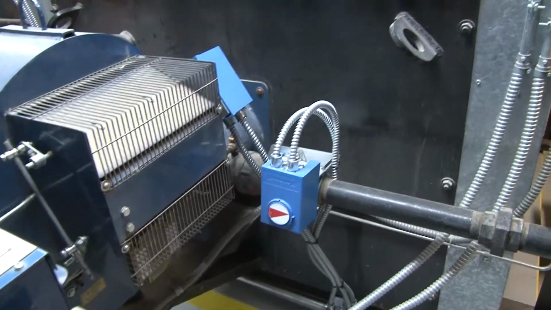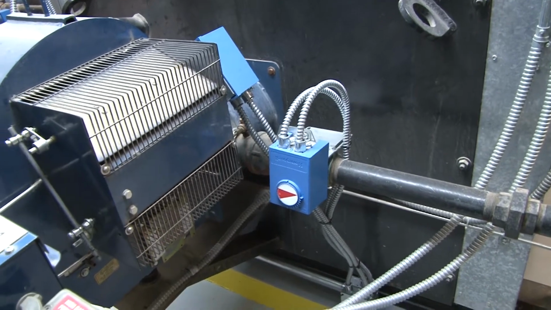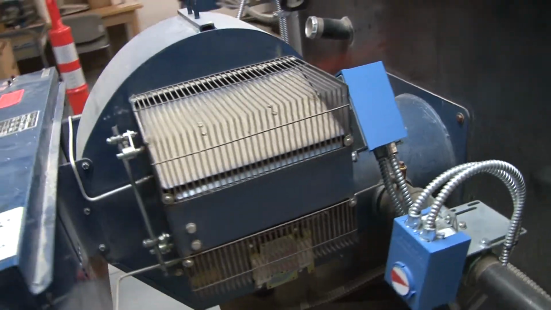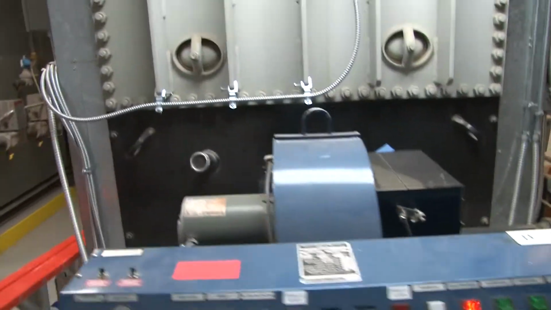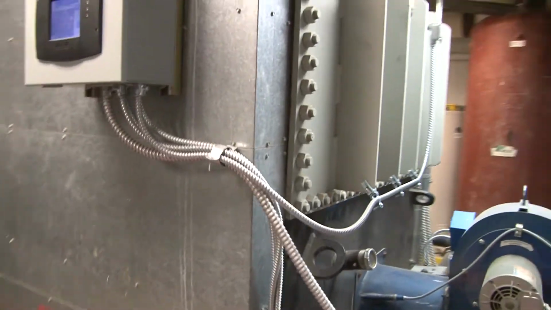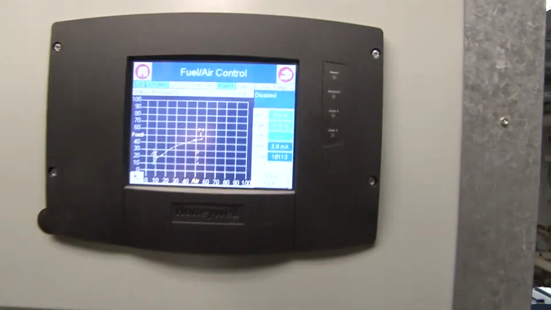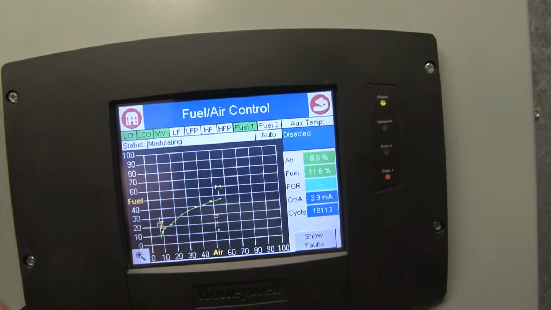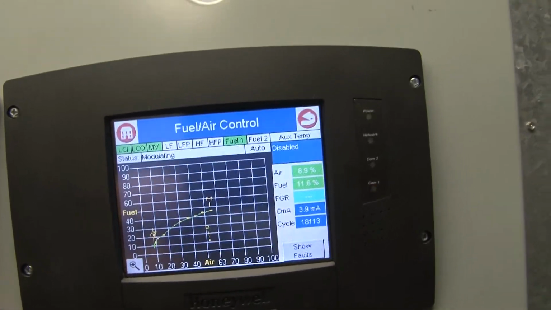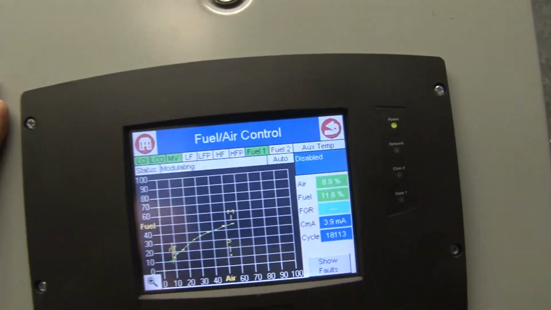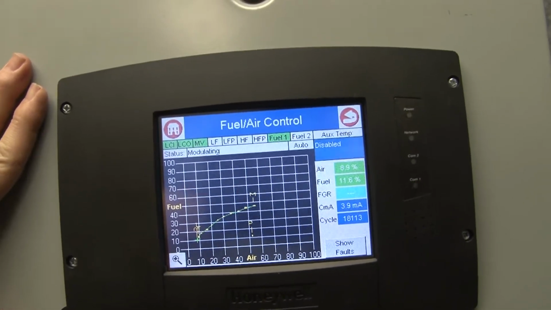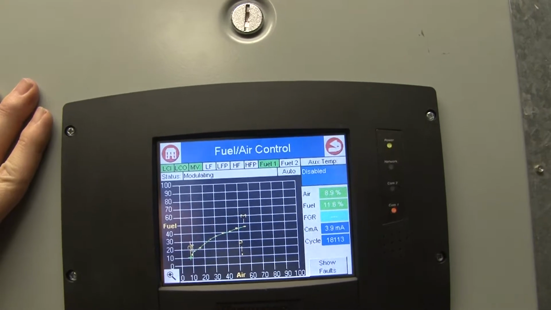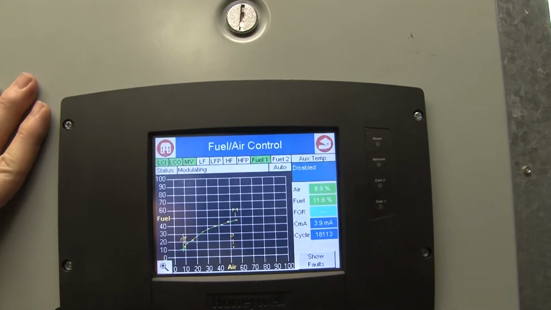we have our modulators that control the rate of natural gas and the amount of air that goes into the burner for combustion. We can see that the rate is determined by this controller again, and right now the air is 8.9 percent and the fuel is 11.6. We can see the position on that curve from 0 to 100, and basically that's how the system controls capacity on this boiler.